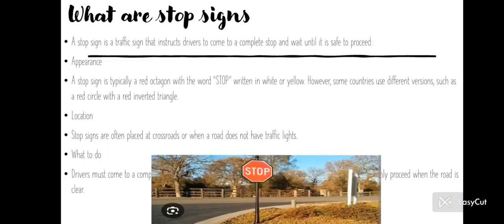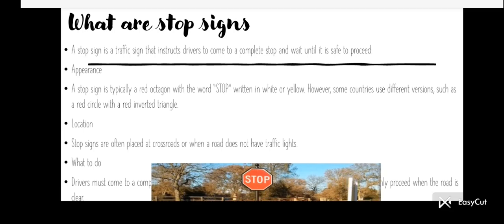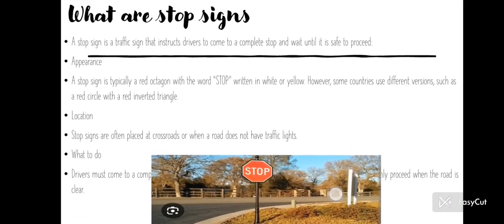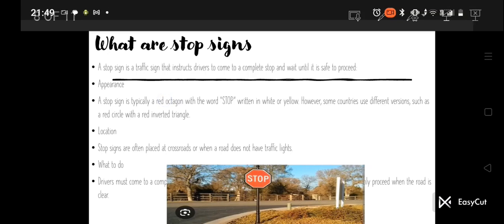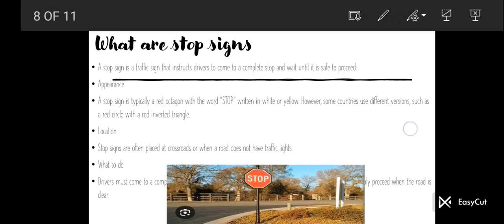And what a stop sign is, is the next one. A stop sign is a traffic sign that indicates drivers to come to a complete stop and wait until it is safe to proceed. A stop sign is typically a red octagon with the word stop written in white or yellow. However, some countries use different versions. Stop signs are often placed at crossroads or where the road does not have traffic. When you spot a stop sign, you should completely stop your vehicle and wait. That's what the stop sign is.